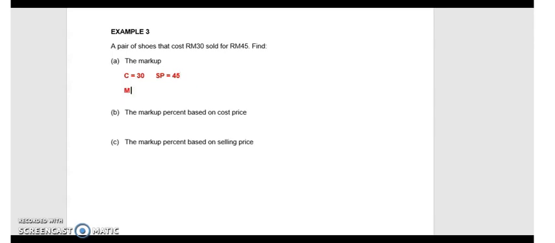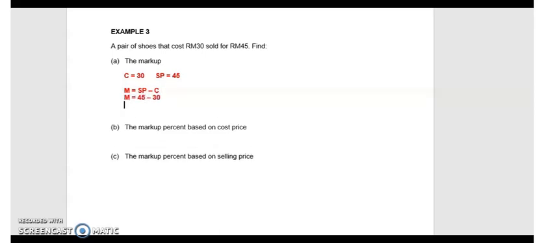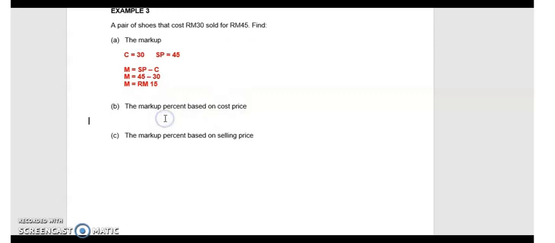So we know that markup equals selling price minus cost. So markup equals 45 ringgit minus 30 ringgit, which is 15 ringgit. Okay, so this is in terms of amount. How can we express this markup of 15 ringgit in percentage? Okay, look at the next question. Find the markup percent based on the cost price.